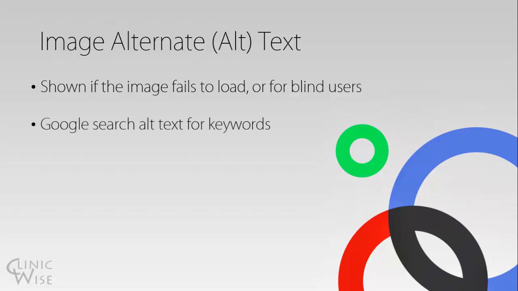Just like the rest of the text on your website, Google and other search engines will scan the alternate text of your images when trying to determine if the content is relevant to the user's search. Make sure your alternate text is descriptive and includes words the user may be searching for.